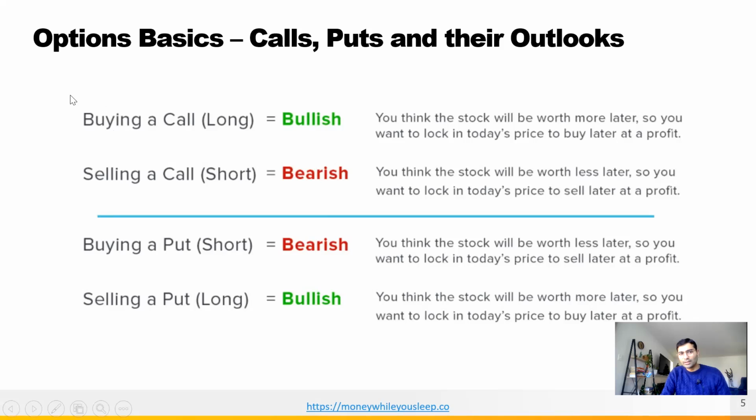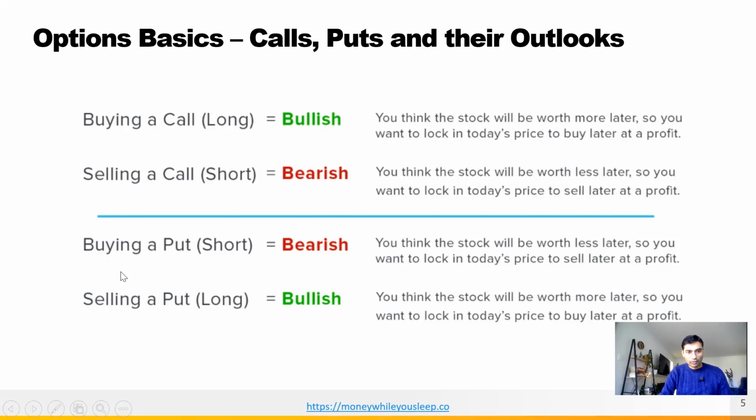Is this example clear to you guys, or do you have questions? I want people who are starting with options to understand these four things, so that whenever they are putting a trade in the platform, they always understand what they are thinking. Are they bullish about the stock? Are they bearish about the stock? It should be very clear.